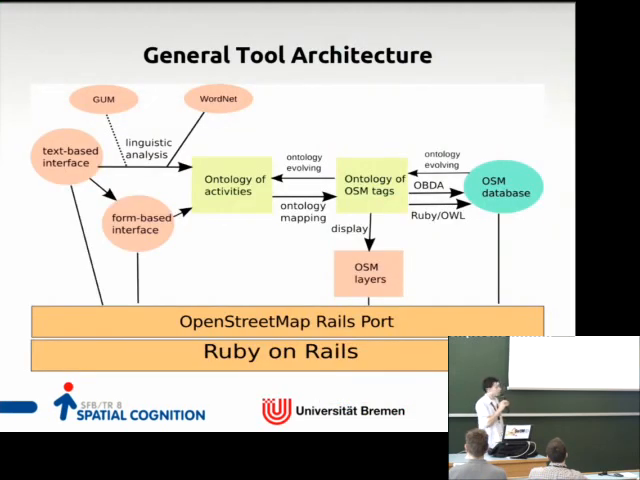Just a short look at our tool architecture. I'm no computer scientist, but here you can see the ontology of OpenStreetMap tags. It evolved out of the database, and it is connected to another ontology, the ontology of activities. So we have connected those two ontologies. And the ontology of activities is just a database with the activities you can do, like eat, or just a restaurant, or have a swim, etc.